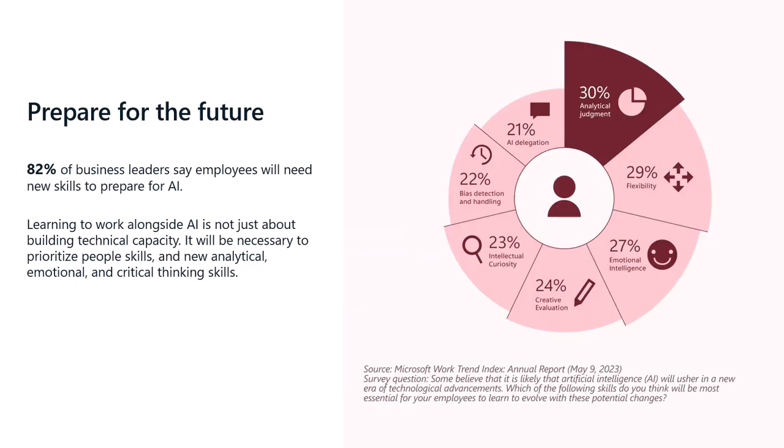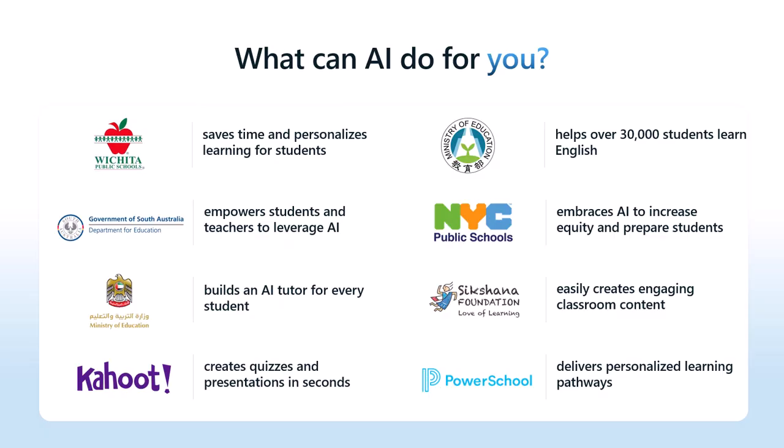Now, here's some information on the screen that shows that AI isn't just changing education, it's shaping the workforce. According to business leaders, 82% believe that employees will need new skills to work alongside AI. But AI literacy isn't just about knowing how to use the technology, it's about developing critical thinking, emotional intelligence, and problem-solving skills. These are things that cannot be replaced by AI. So our role as educators is to prepare students for a future where they'll need to work with AI and not compete against it. So what can AI, specifically Microsoft, do for us?